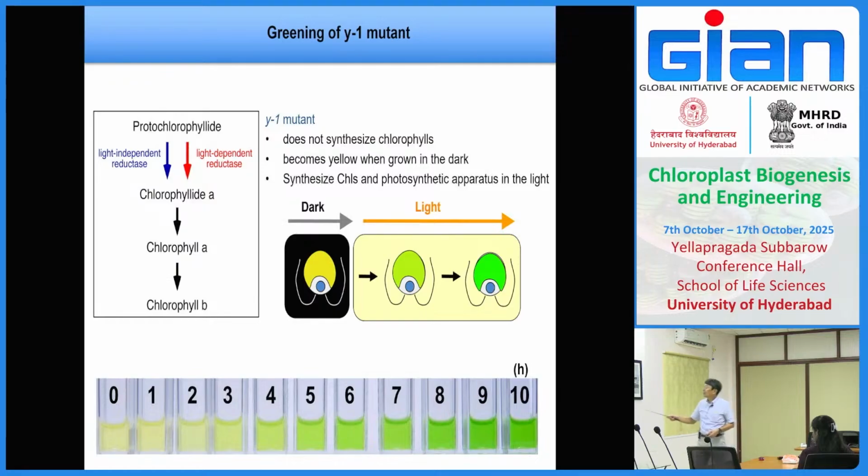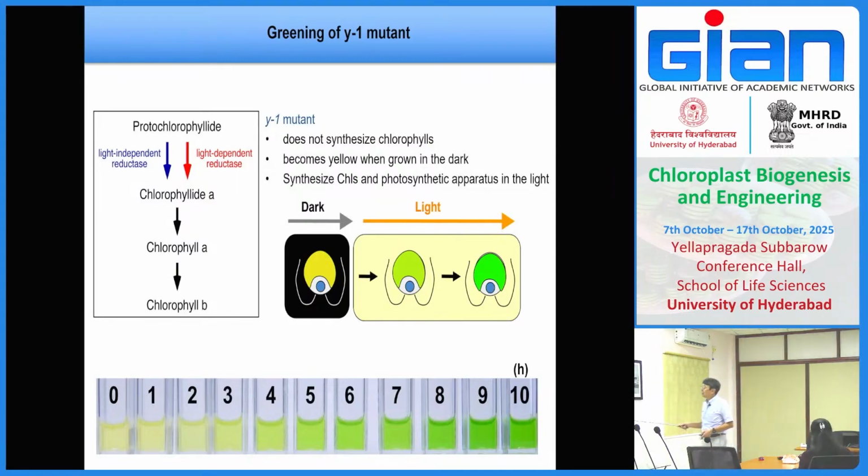But I talked before, the Y1 mutant is yellow in the dark, like a vascular plant. This mutant cannot synthesize chlorophyll in the dark because light-independent protochlorophyllide oxidoreductase is deficient. So only light-dependent oxidoreductase is present. If you grow the cell in the dark, it becomes a yellow cell, and the chloroplast becomes etioplast.